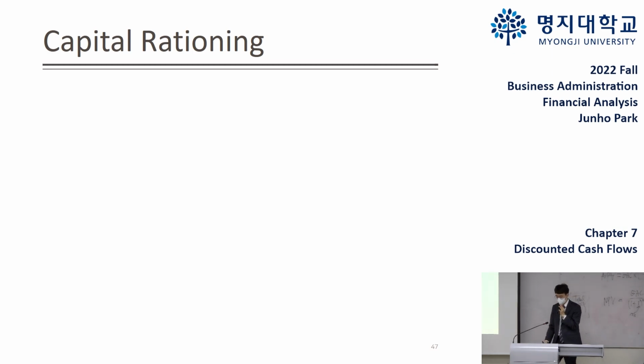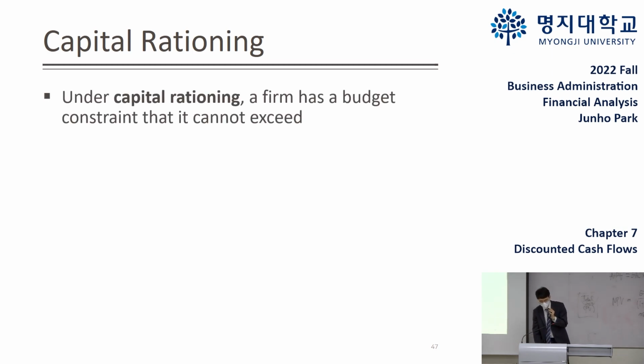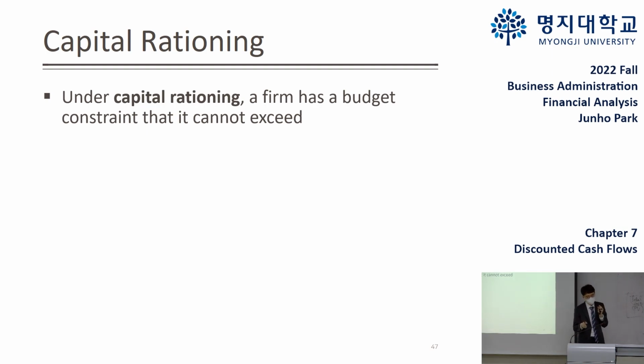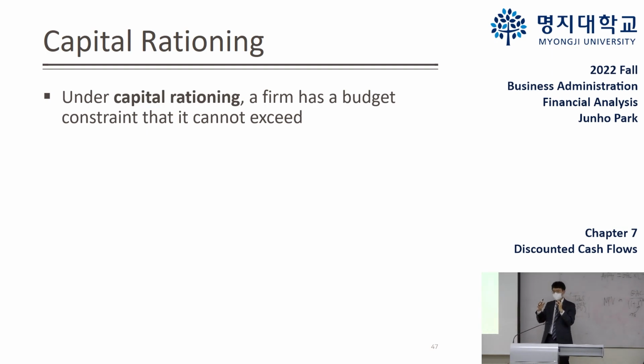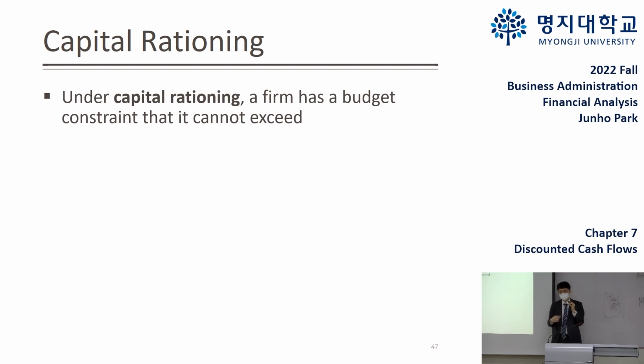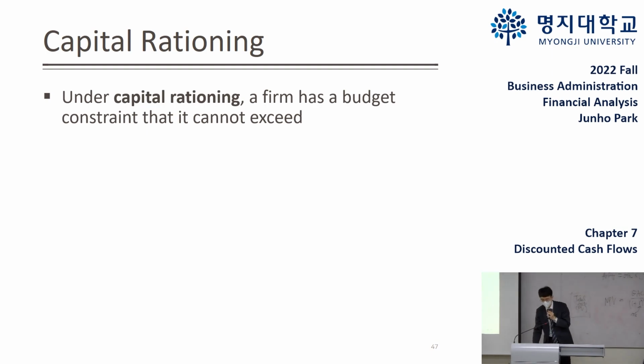Okay. And let me talk about the next situation. Another different situation is capital rationing. By capital rationing, it means that usually a firm has a limited budget. So it has a limited amount of cash, or a limited amount of financial resources. Therefore, it has to choose what it can bear under this budget.